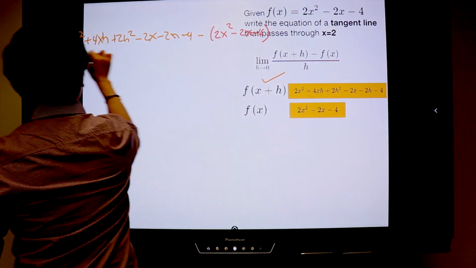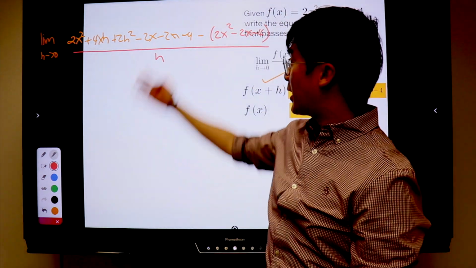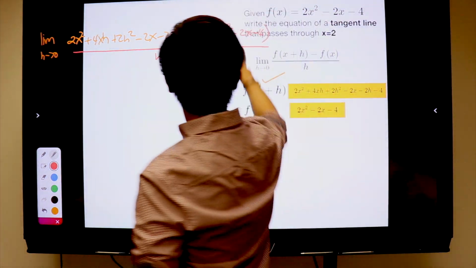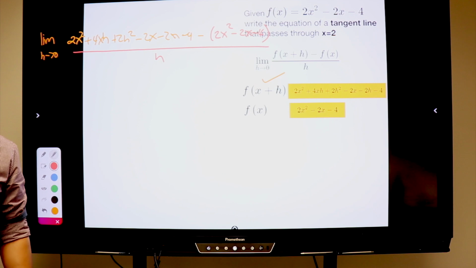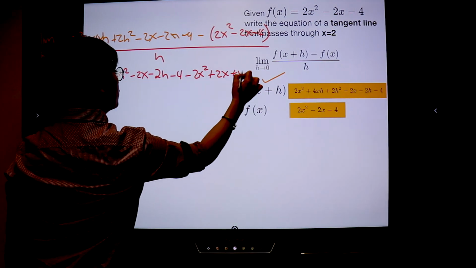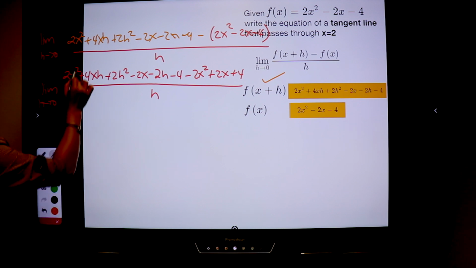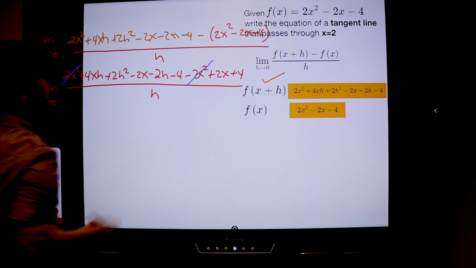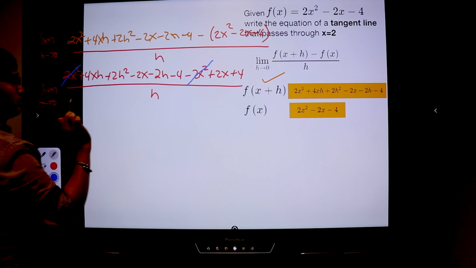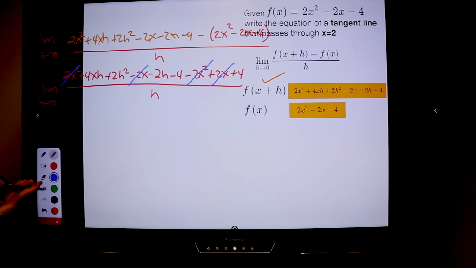Alright, all over h. Can I still further simplify my numerator? Distribute the negative sign, right? Okay. The fewer clues we have in a math problem, the more work we're going to be doing. Can I combine like terms? Squared. And this. What else? 2x. This one? Yes. Is there anything else? The 4.